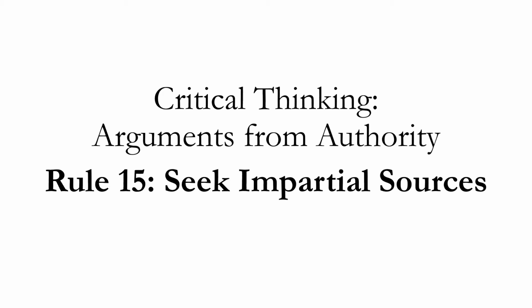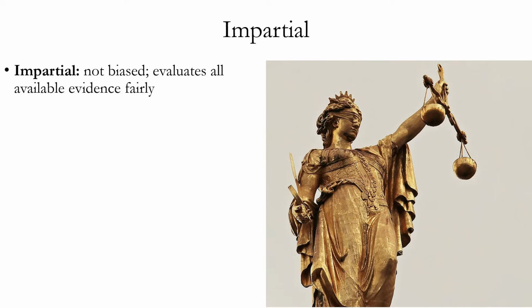Critical Thinking Rule 15. Seek impartial sources. Impartial means not biased. So an impartial source evaluates all available information or evidence fairly and objectively. It doesn't favor some evidence over others. So it has a kind of balance, similar to the idea of justice.